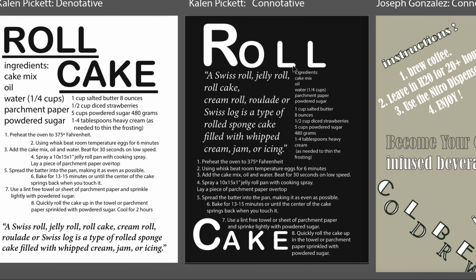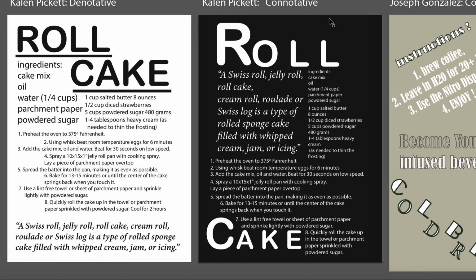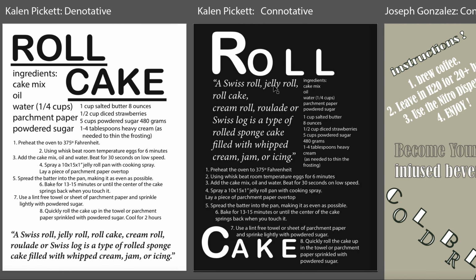I'm going to say that this is your connotative. I do like how you're bringing in that pull quote a little bit nicely, more than seeing it here. But again, let's make sure we're aligning things in a certain way. And what is it about roll cake that's so connotative? It says a Swiss roll, jelly roll, roll cake, cream roll, roulade, or Swiss log, the type of rolled sponge cake filled with whipped cream, jam, or icing. So maybe there's some kind of emotive element we can bring into this.